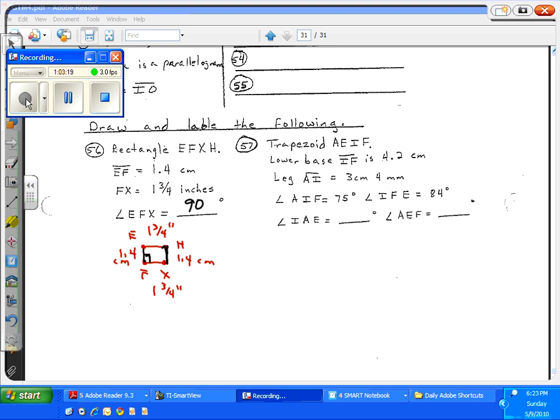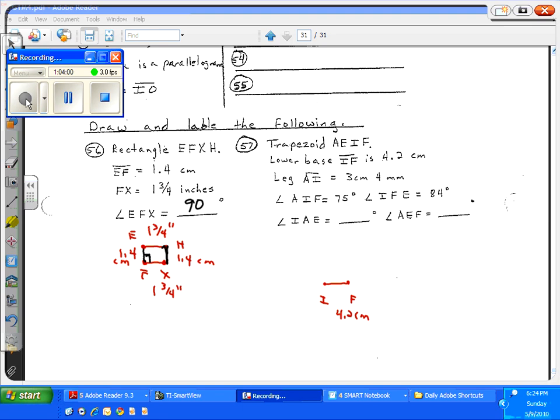Number 57, again, I'm just going to freehand it and show you how. It says trapezoid AEIF has a lower base of 4.2 centimeters. Remember, on the centimeter ruler, you would go 1 centimeter, width of a thumbnail, 2 centimeters, 3 centimeters, 4, and then you're going to get 2 of those little bitty marks, right? So you're going to have 4.2 centimeters, which is about the width of 4 thumbnails, which isn't very big. And so there you would have lower base IF at 4.2 centimeters.